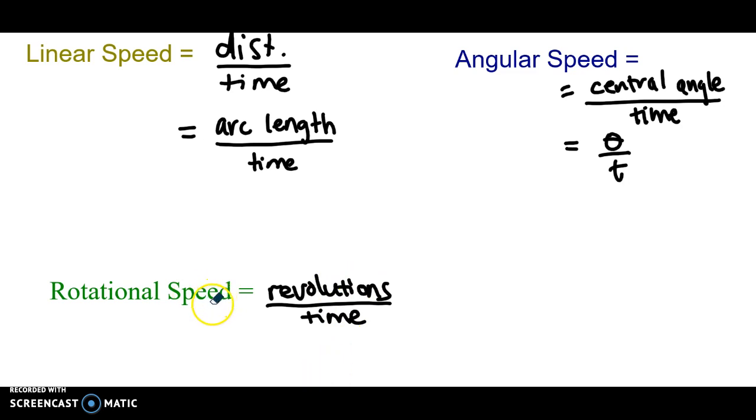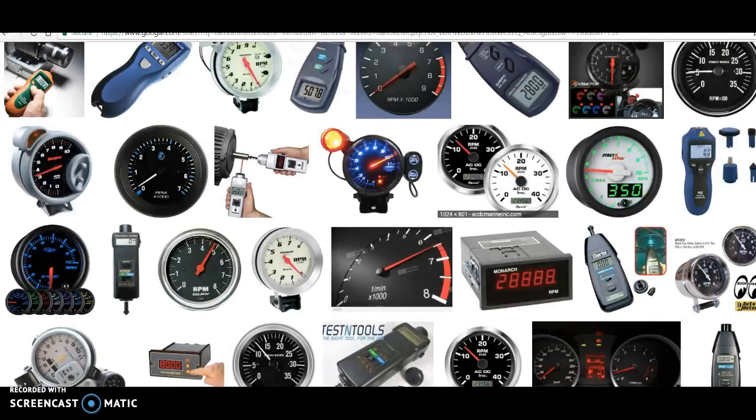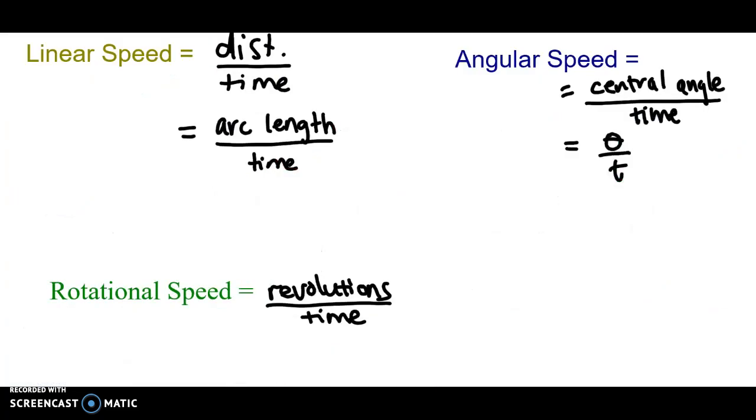So for example, in our cars, we have a speedometer, which tells us the speed that we're going. We also have a tachometer, which tells us the amount of revolutions per time of our engine. So maybe you've seen something like this. Not all cars have them, but it's telling us our revolutions per minute times 1,000. So just an example of where we might see something like that.